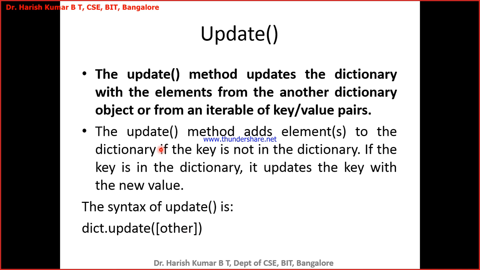The update method adds the elements to the dictionary if the key is not in the dictionary. For example, if a key inside the new dictionary which you have passed as an argument to update is not there inside the existing dictionary, it gets added. In case the key is in the dictionary, it updates the key with the new value. It is not going to add one more key because the keys are unique. It will update the key with the new value.